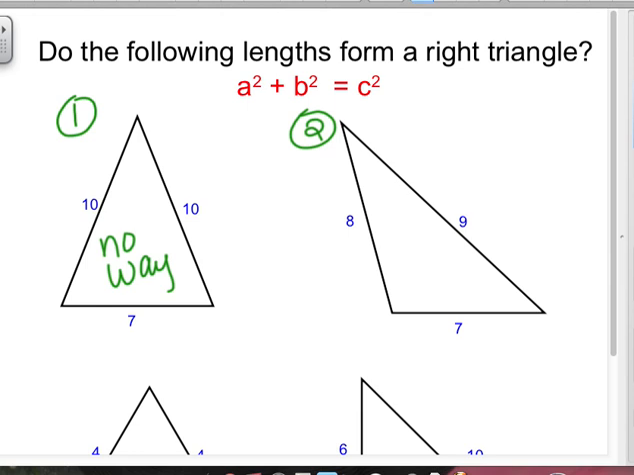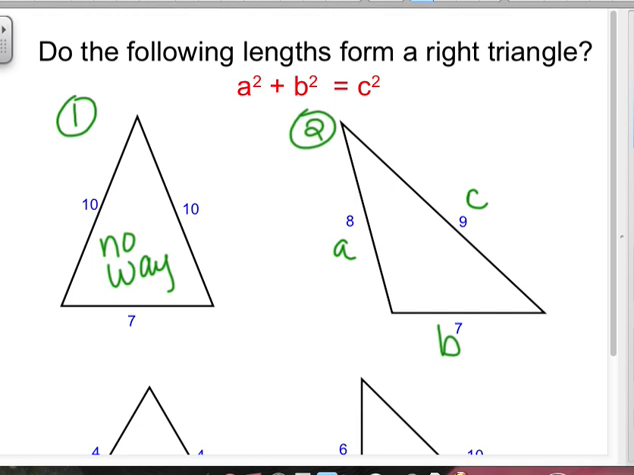All right, let's look at triangle number 2 over here. Okay, well, I don't know. It doesn't look like a right triangle to me, but it could be. Let's check out the math. The legs would be 8 and 7. This would be your A and B. It doesn't really matter who's A and who's B. But definitely the longest side is 9. So I know that the longest side is C. That's the hypotenuse.